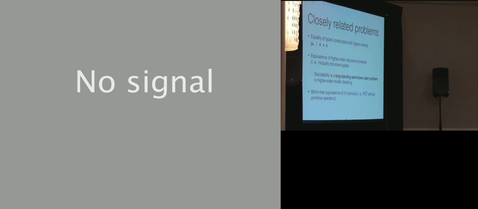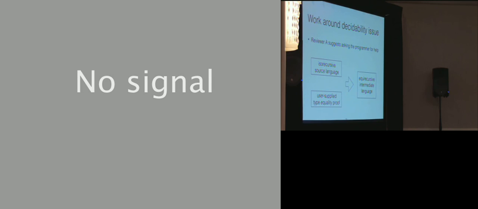And in higher order model checking, the equivalence of higher order recursive schemes is a long-standing and well-known open problem. So we don't have really any hope for solving that anytime soon. And as a consequence, we don't even know whether PCF remains Turing complete if we remove arithmetic from it. Reviewer A kindly suggested a workaround to this very hard problem, to this unknown decidability problem.